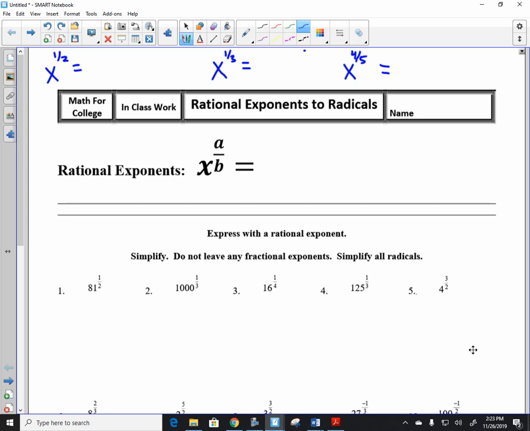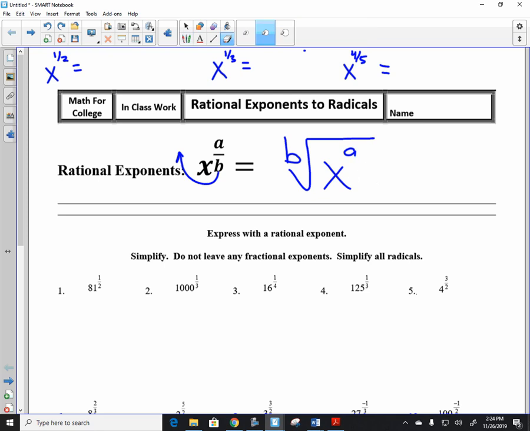Rational exponents, x to the a over b. When you have a fractional exponent, here's another way of writing it. You move the b out front to be the b root of x to the a. So the numerator stays put. Now, I know a lot of people look at this and this looks confusing. This is a very useful thing to see.